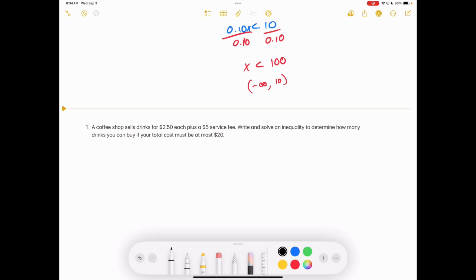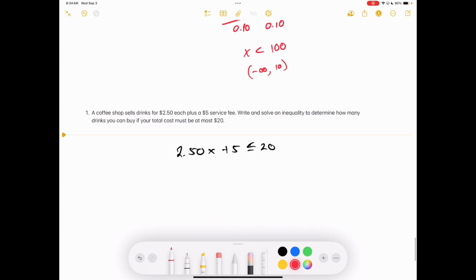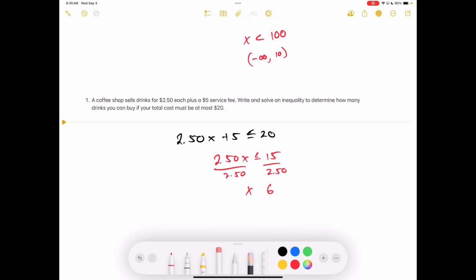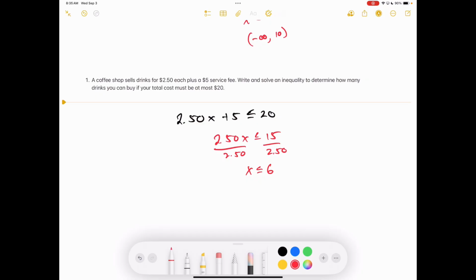The last one, I guess we'll do it real quick, because it is at most $2.50 each. So each drink, that's where you do the x, because if I buy 2 drinks, it'd be $5, plus a $5 service fee, and it must be at most $20. So it must be less than or equal to $20. That's where the at most and at least get hard, so you have to pay attention to those. On this one, we subtract 5 and then divide by 2.5. What is that? 6. Oh, I forgot, I put equal instead of less than or equal. So x is less than or equal to 6. So I do a bracket at 6 and it goes forever to the left.